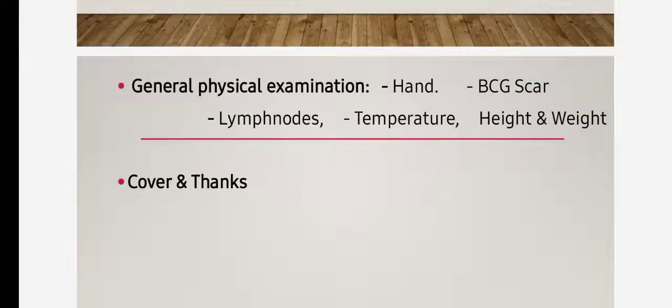Start from hand for pallor, clubbing, check BCG scar and all groups of lymph nodes. Then take temperature of the patient, do height and weight, cover the patient and say thanks to the patient.